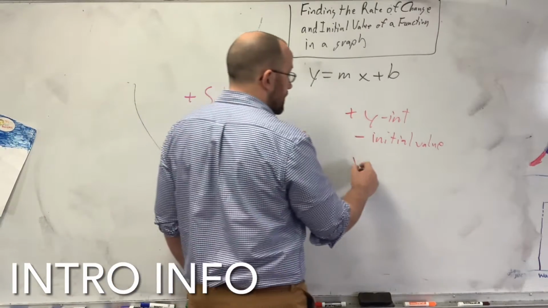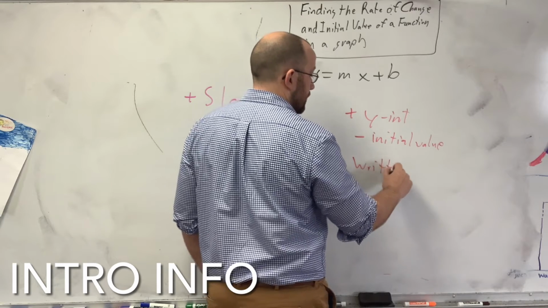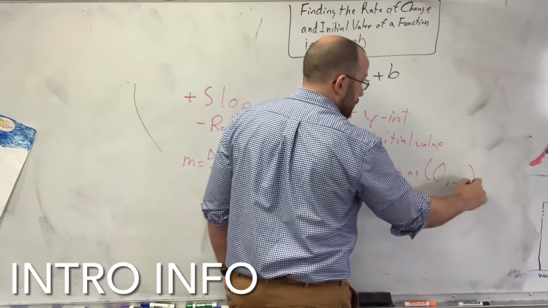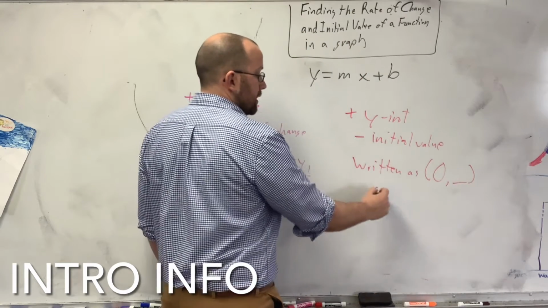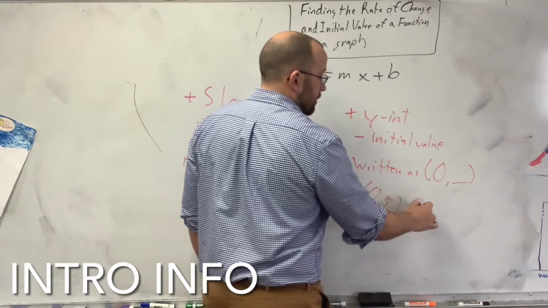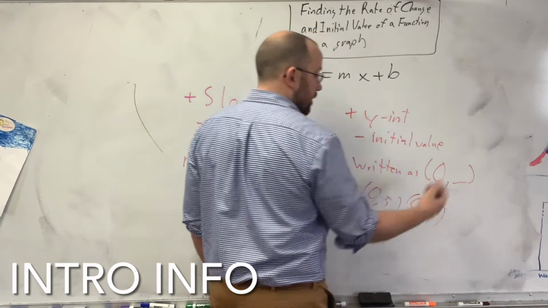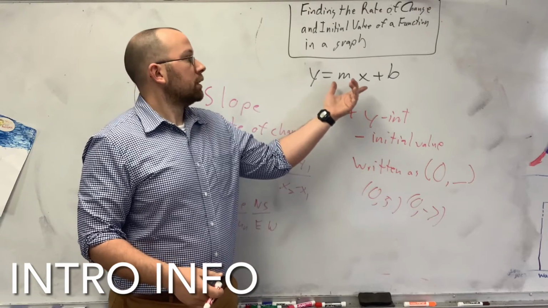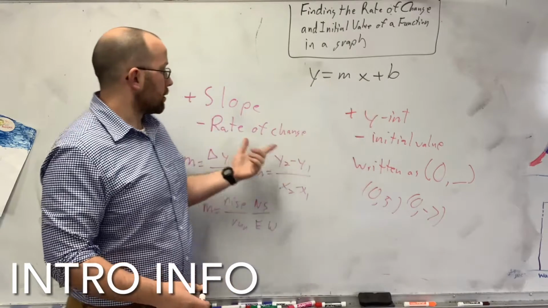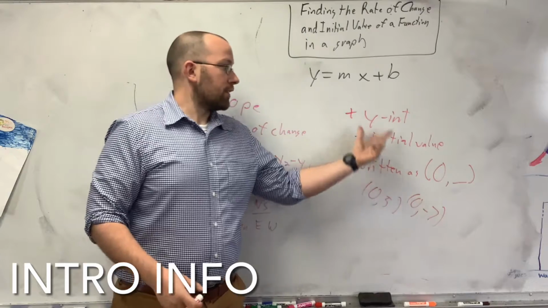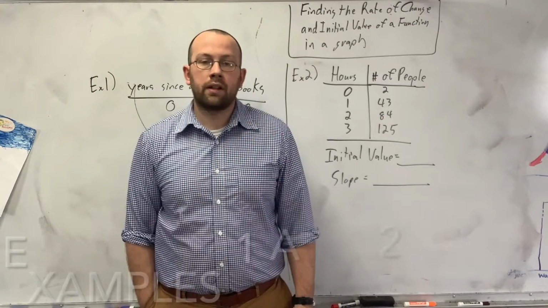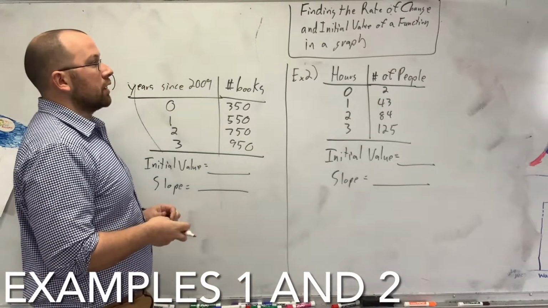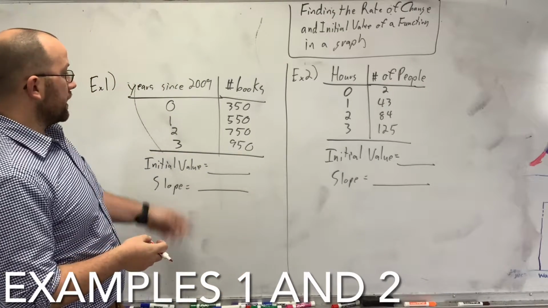This is always written as 0, then whatever the number is. So 0, 5, or 0, -7, and so on and so forth. Those are the two big things that you need to know from the slope-intercept form. The rate of change is the slope, the initial value is the y-intercept. Now we're going to go over two examples on how to find your rate of change or your slope and your initial value, which is your y-intercept.